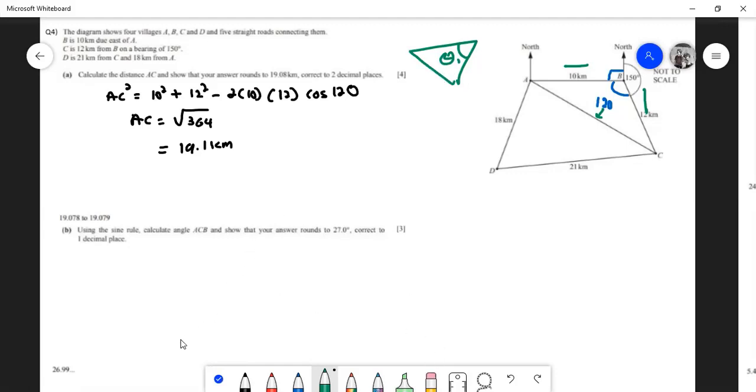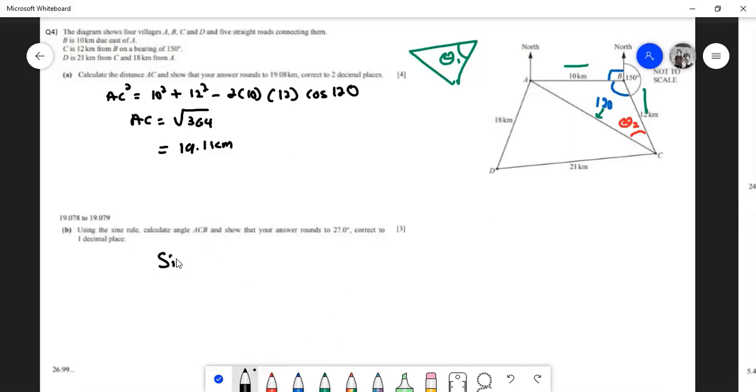Now using the sine rule, okay, this question is quite specific. They already say you must use sine rule. Calculate angle ACB. Okay, so this is the angle that we're looking at. So I'm going to label this as theta 2. They want you to find angle theta 2 using sine rule, which is not a big deal, to be honest. Okay, I can just use this.